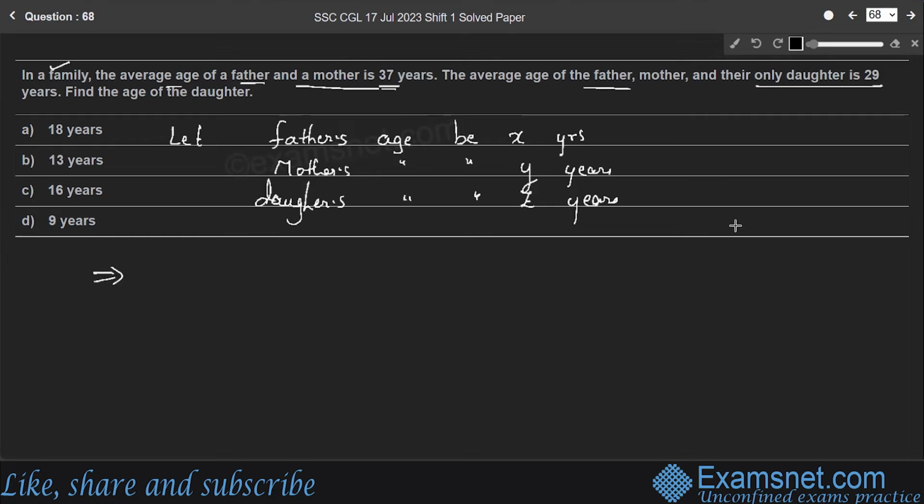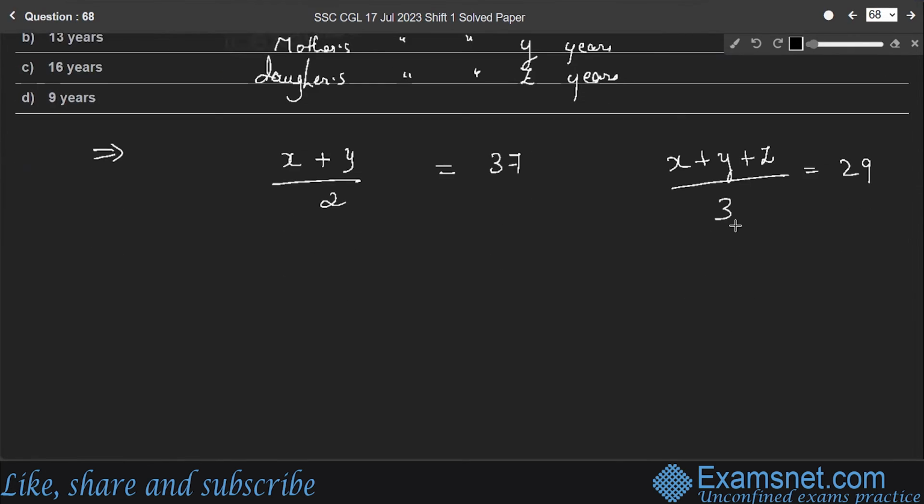So therefore, we can consider the average age of father and mother as (X plus Y) by 2, the sum of their ages divided by 2, is equal to 37 years. And the average age of father, mother and their daughter, (X plus Y plus Z), the sum of their ages divided by 3 members, is equal to 29 years.